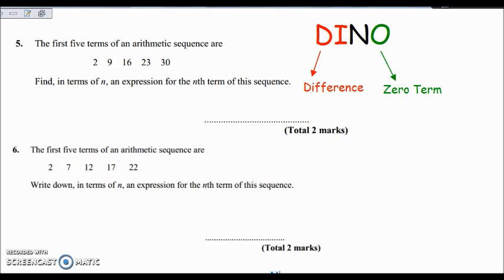It's going to be minus 5. So if you write out the rule, you should have got 7n minus 5. The difference is 7. The 0 term is minus 5.